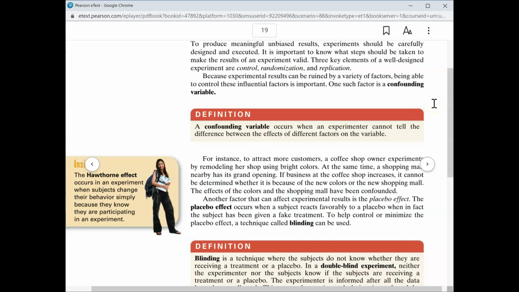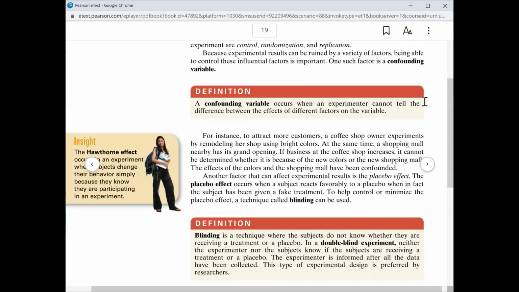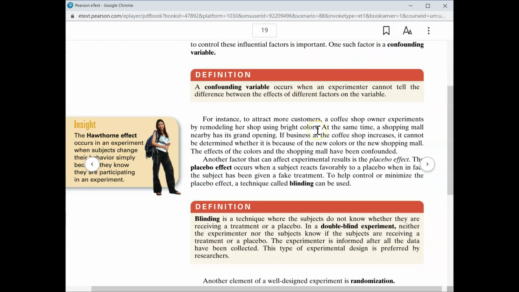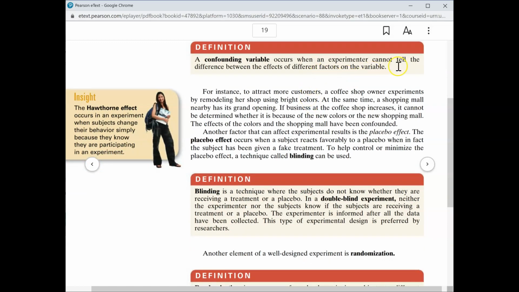confirm or the opposite of that with an experiment. You can confirm whether or not the experiment was valid or not. Experimental results can be ruined by a variety of factors. Being able to control these influential factors is important. One such factor is a confounding variable. A confounding variable occurs when an experimenter cannot tell the difference between the effects of different factors on the variable.